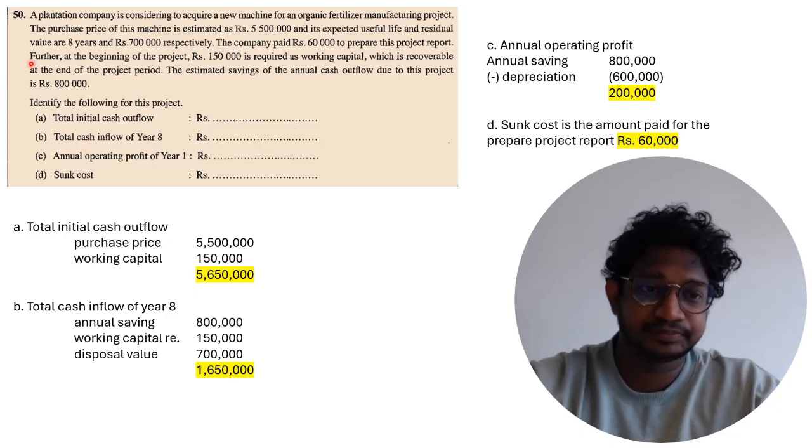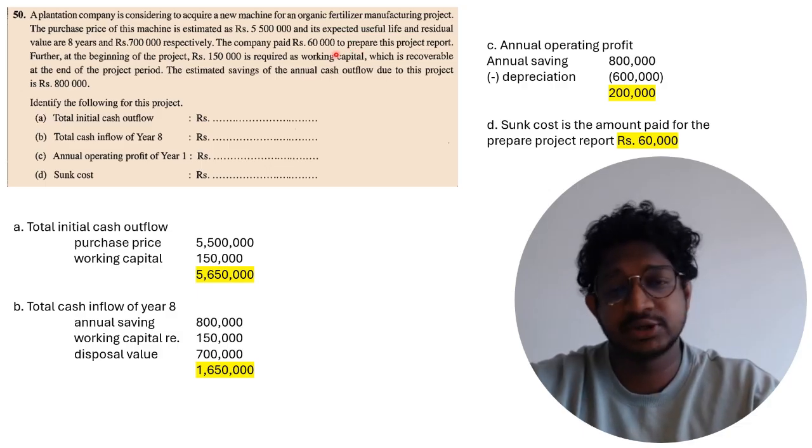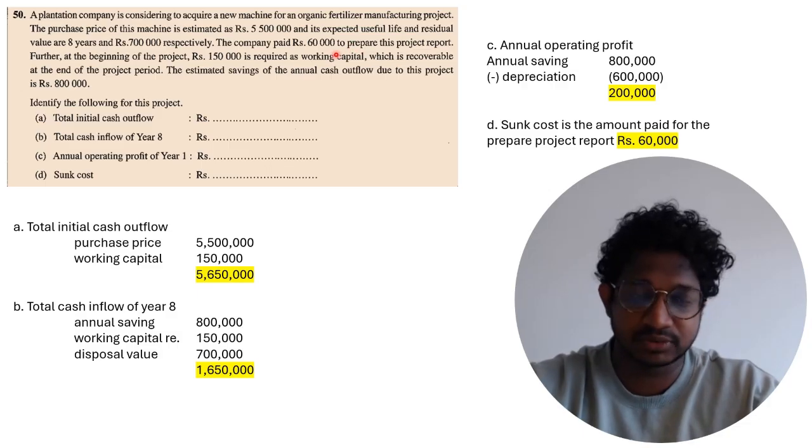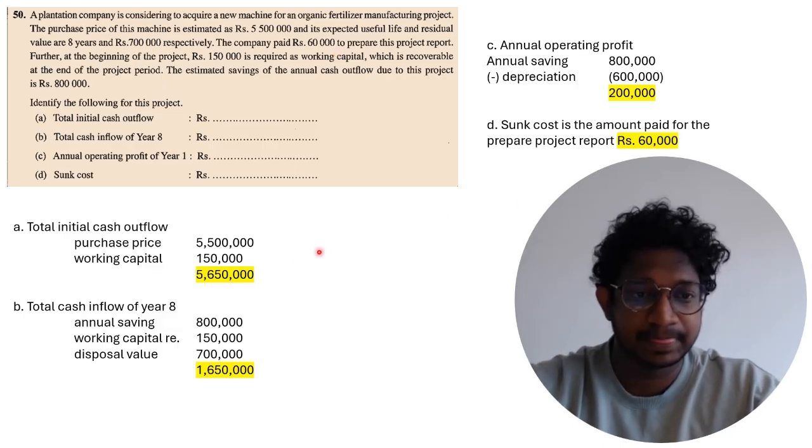Last one, they are asking the total initial cash outflow, the cash inflow of year 8, which means the asset closing date, closing year, and annual operating profit for year 1, and the sunk cost. So your sunk cost is that project report, 150,000. Oh no, sorry, 60,000 project report. That is your sunk cost. So sunk cost means it's already done. You already paid that amount. You can't recover that. So that is your sunk cost.